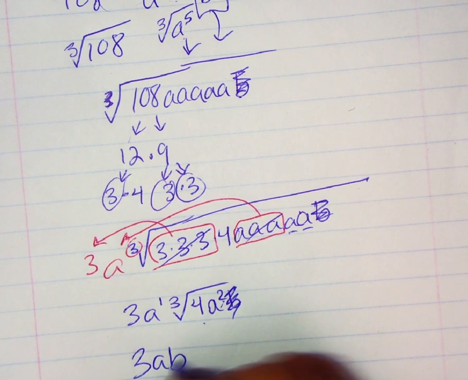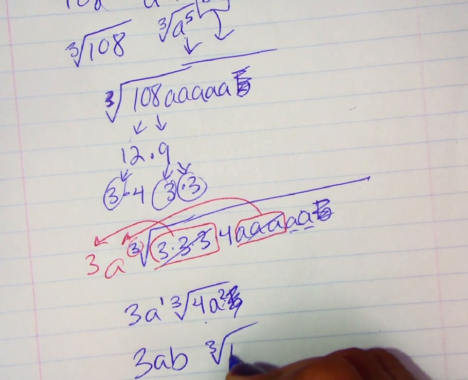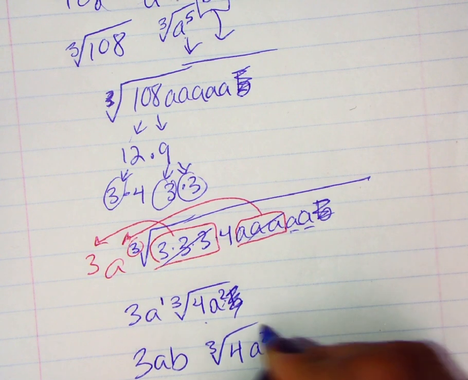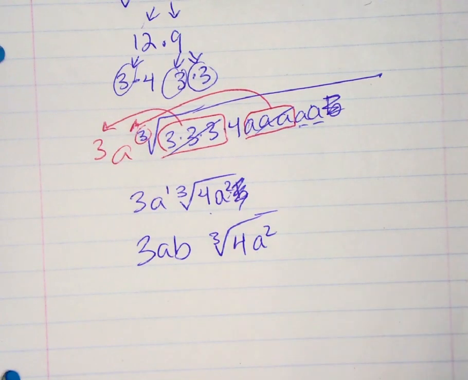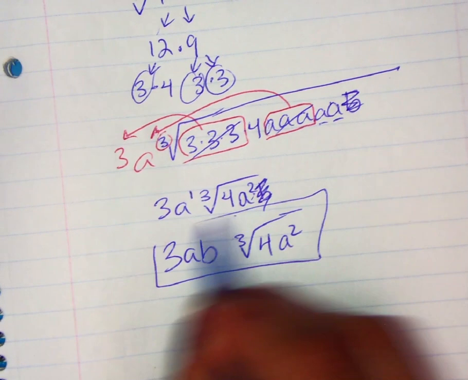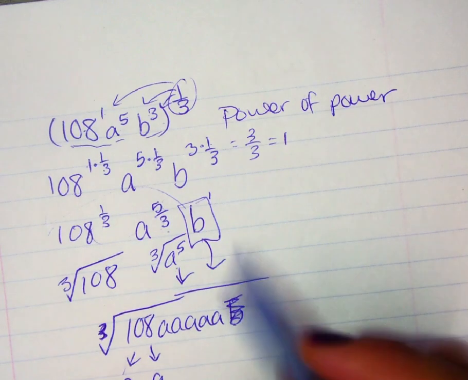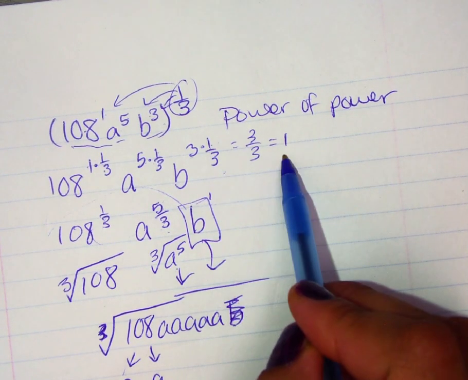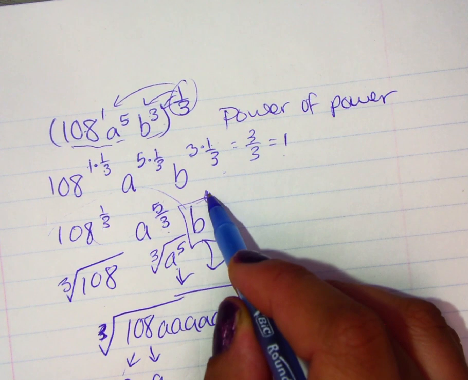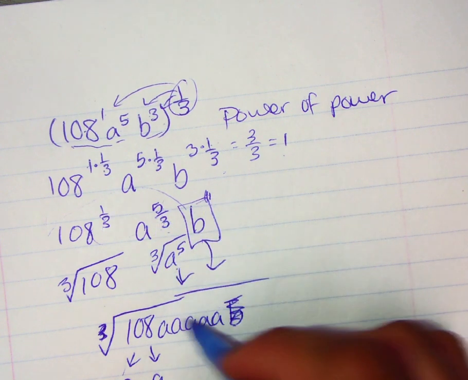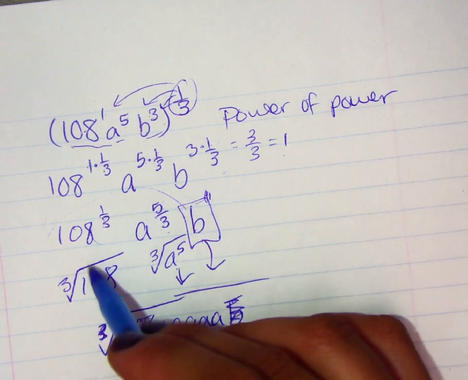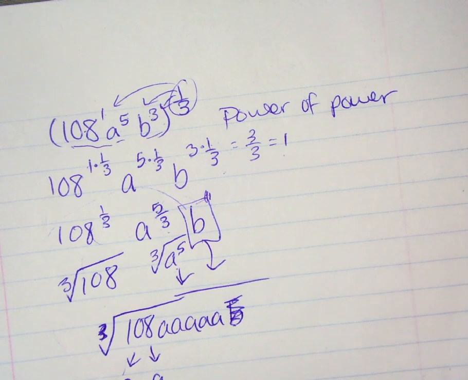3ab cube root of 4a squared. And I believe this will be the answer. And sorry about the typo with the b. I overlooked that 3 times 1/3 creates a whole number of 1, which results in the b not being in the radical, just being outside of the radical as a whole number technically.